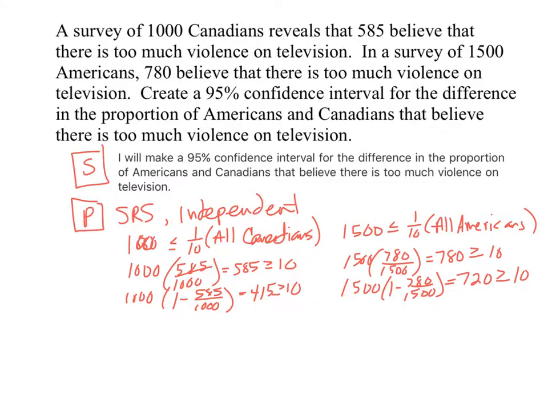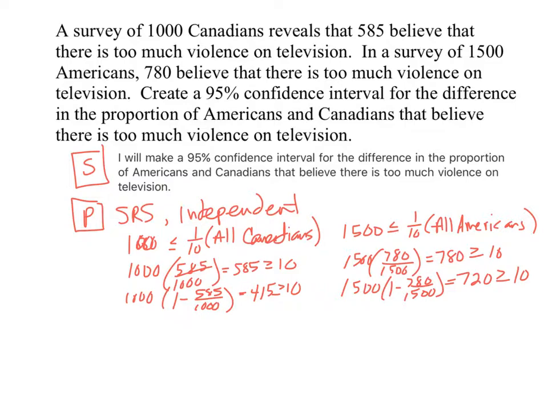Okay, so I've put in the conditions. Remember, the n must be less than or equal to 1/10 big N, the population size. I did that for both. And then we've got our sample size times our proportion, sample size times 1 minus proportion. Make sure to write the numbers. They're both bigger than 10. And I repeated that for the American sample.